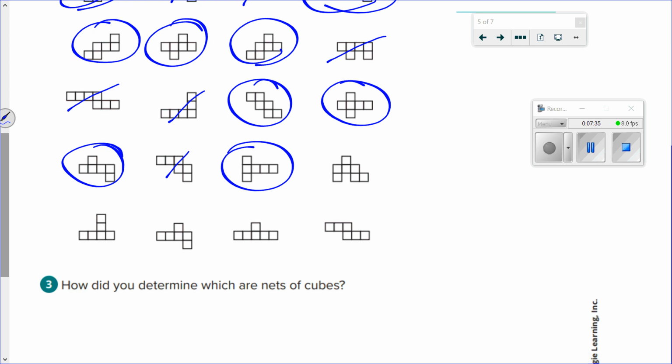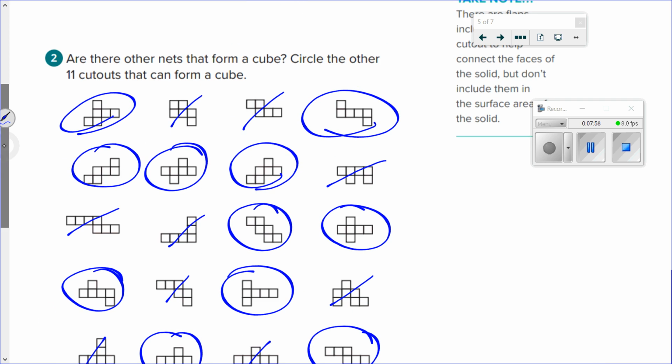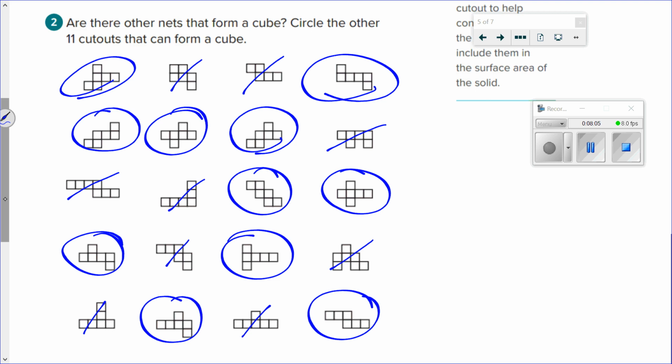Again, that one's got 7 faces, so there's no way that can make 6. Next one? Nope. It's going to fold over on itself. The next one? Yes. Good. The next one? Nope. Last one? Yes. So let's count. 1, 2, 3, 4, 5, 6, 7, 8, 9. 1, 2, 3, 4, 5, 6, 7, 8, 9, 10, 11. We got all 11. Then you were wrong. Figure out which one you missed.